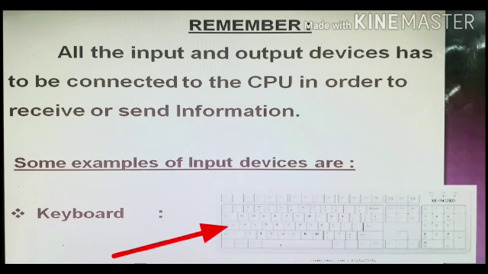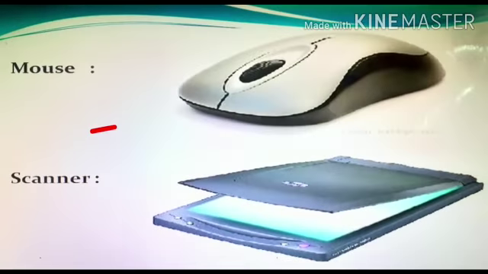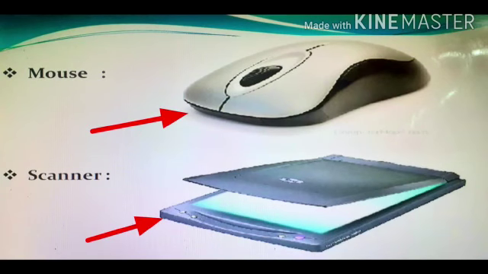Some examples of input devices are, first is keyboard. We all know what is a keyboard. A keyboard is used for typing letters. Now next comes mouse. We all know what is a mouse. A mouse is used for clicking. Next is scanner. Whenever we want any soft copy on the monitor screen, that time we use a scanner.